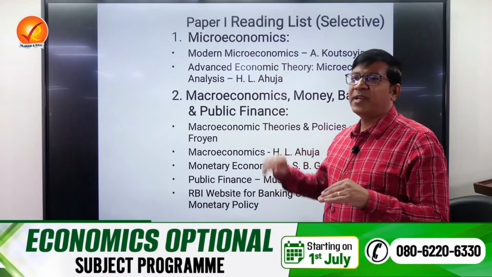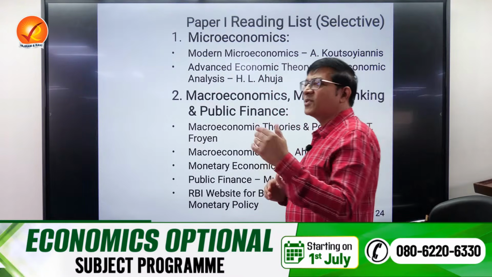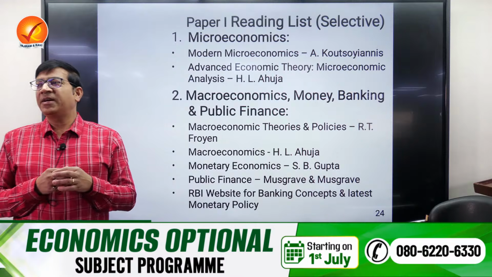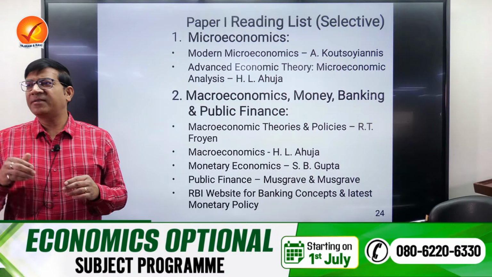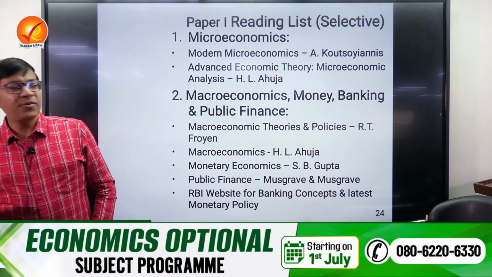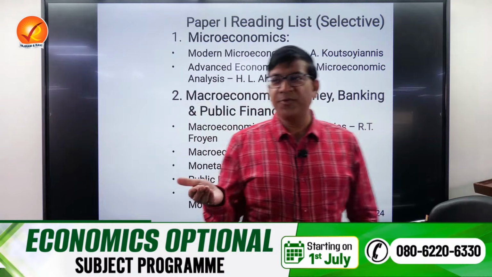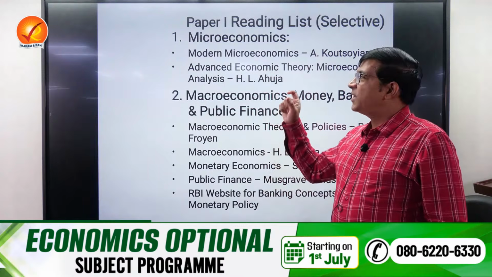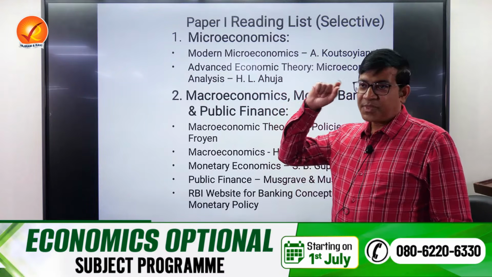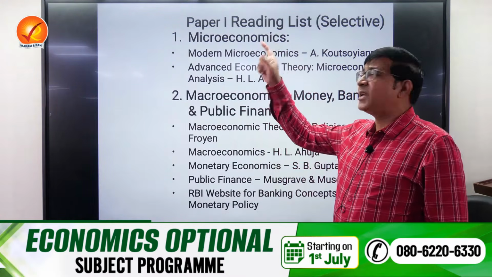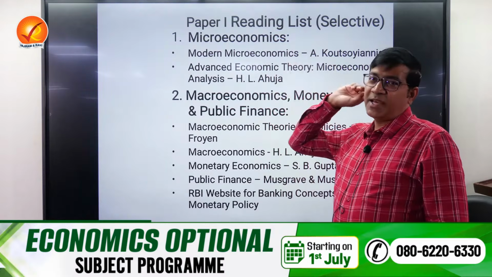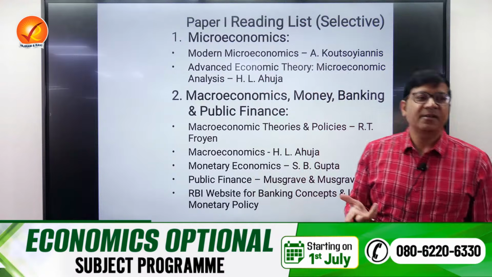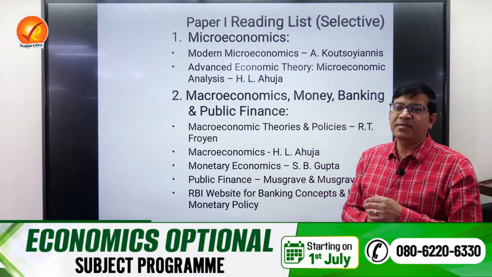Neither Koutsoyiannis nor some of the other standard books, like the one by Hal Varian. Although I have not written it here, Microeconomics by Hal Varian used to be in the microeconomics syllabus of DU when we were students. I think no longer, but that is also an excellent book. There are a few parts of this syllabus which are not anywhere except H.L. Ahuja. Then only I advise it. But if you are attending the class, it won't be a problem, because in any case we are doing it in the class.